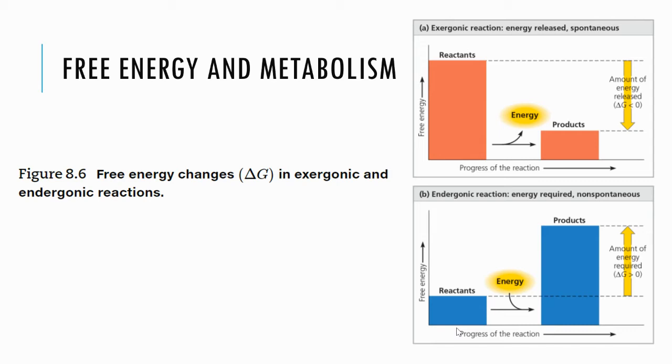A is an example of an exergonic reaction. So it's starting, has lots of free energy, and then there's less at the end. So these reactions will release energy. Endergonic reactions, like in figure B, have to consume energy because the products have a higher free energy than the reactants.